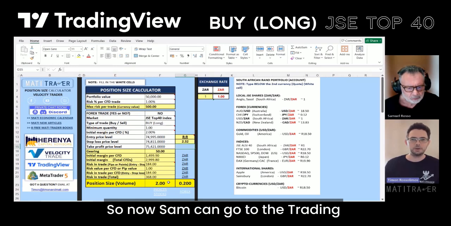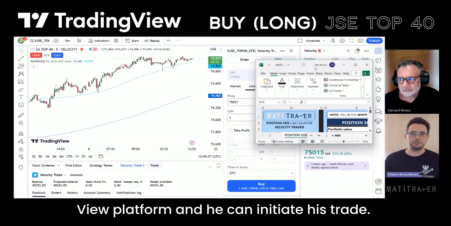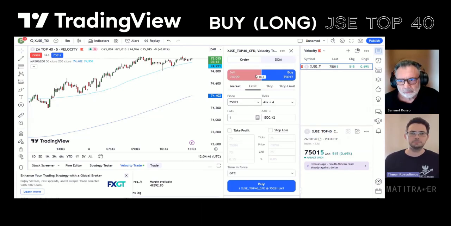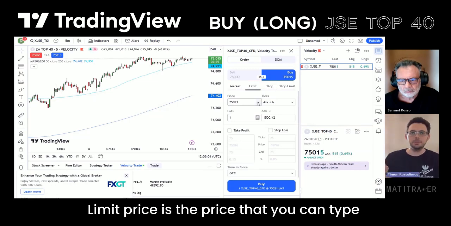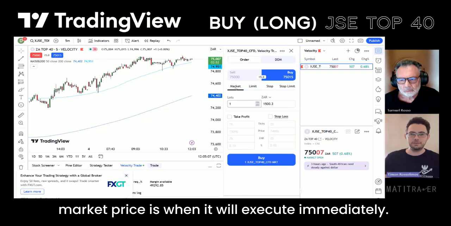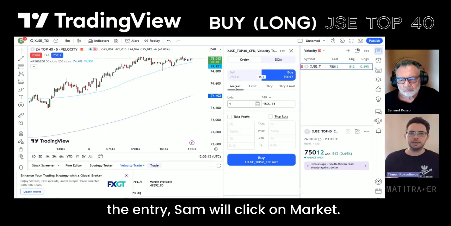So now Sam can go to the TradingView platform and he can initiate his trade. You can see that you're going to buy the JSE Top 40. So you're going to click on Buy. You can choose between the market price and the limit price. Limit price is the price that you can type in what you want to get in. And the market price is when it will execute immediately. As the price is very close to the entry, Sam will click on Markets.